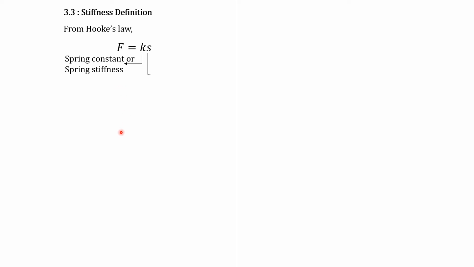Today I'm going to discuss stiffness definition. So from Hooke's law, we have force equals stiffness, or spring constant, times the displacement. K is the spring constant or spring stiffness and S is the displacement. In matrix form, we can write this as F equals stiffness matrix times the displacement matrix.